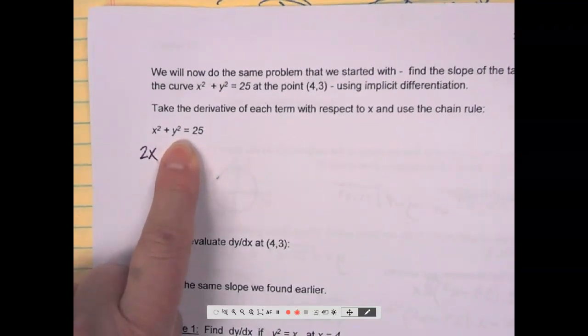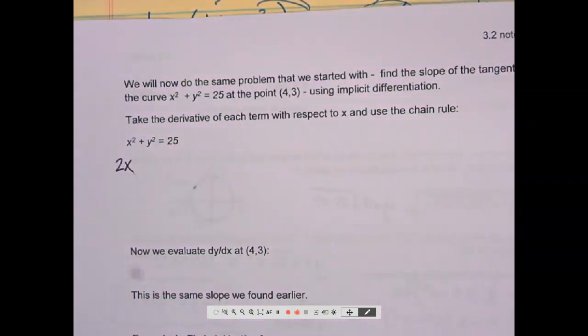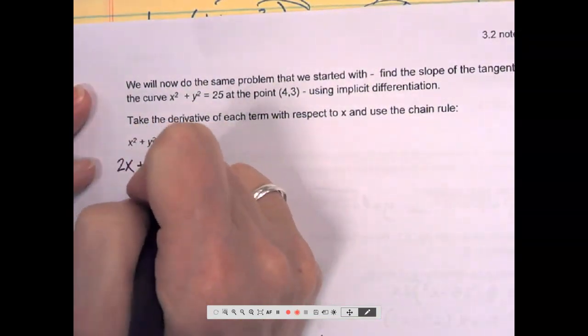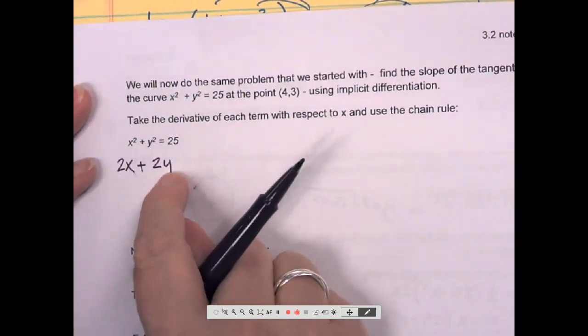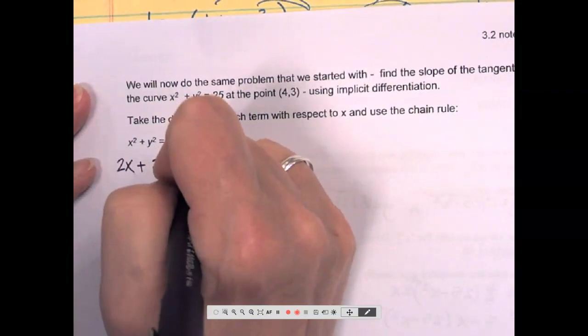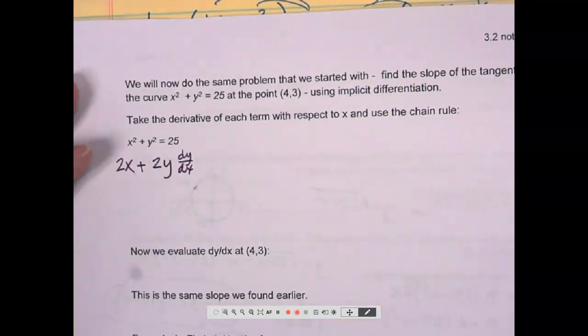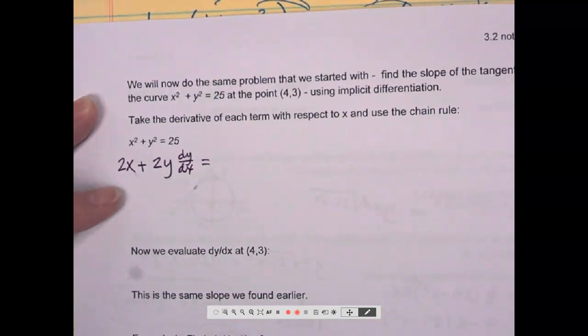All right, but what if I just have this little y sitting here and you don't know what y equals? It's not solved like that. It's just some mystery y. This is how I'm going to take the derivative. I'm going to say plus 2y, and then chain rule, take the derivative of y. I don't know what y represents, so I'm going to say dy/dx is the derivative of y. Equals, what's the derivative of 25? 0.